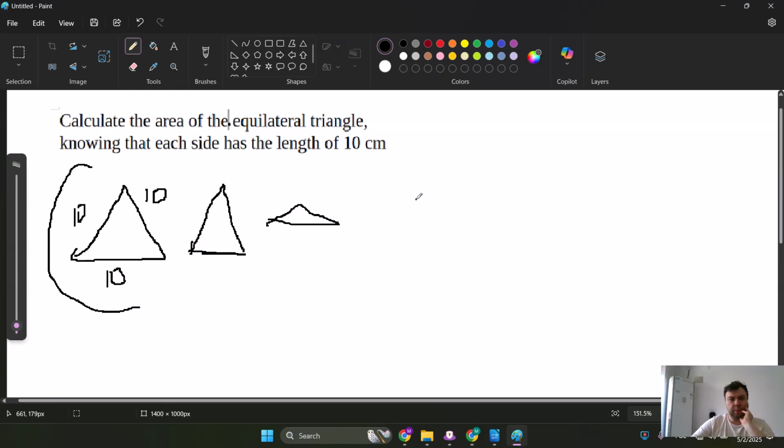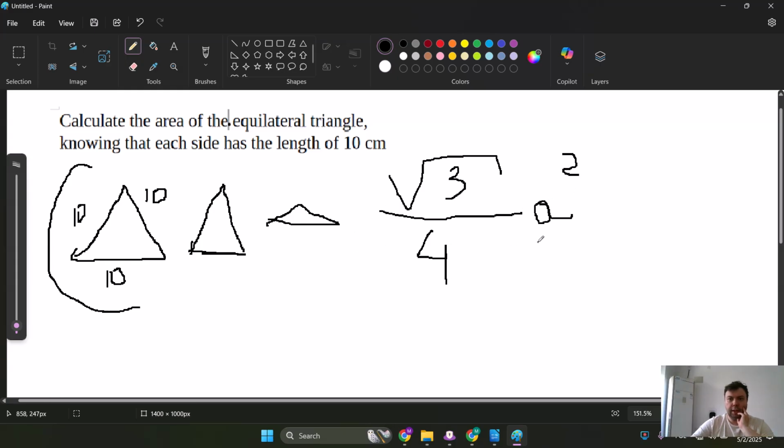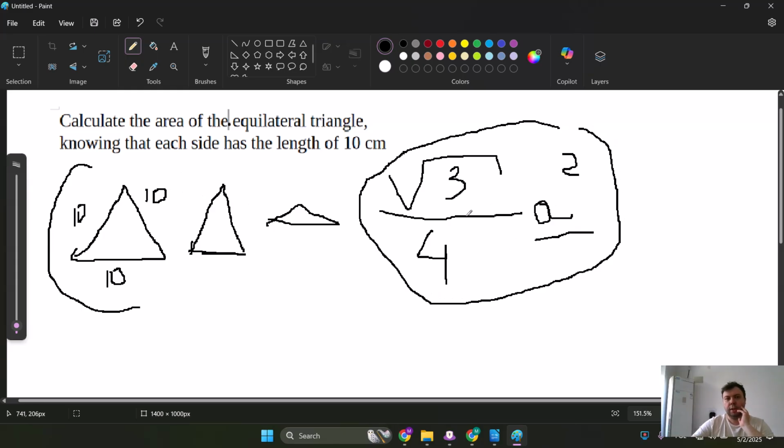So you probably know that there is a formula to calculate the area of an equilateral triangle, which is like this: square root 3 over 4 times a squared, and a is the side, so we should calculate with a as 10 in this case. So we could get the answer from this formula, but what if we forgot it? I will show you that we can still calculate it from the general formula.